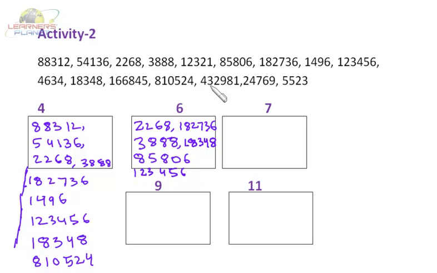Okay. In these three numbers, all the unit digits are odd numbers. So none of them will be divisible by 2. So none of them will be divisible by 6. Okay. So I hope you are clear with the divisibility rule of 6.